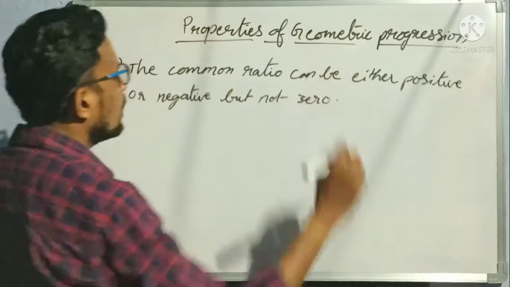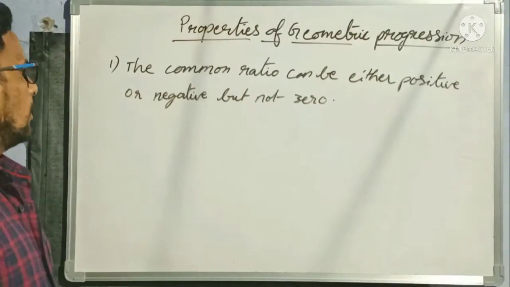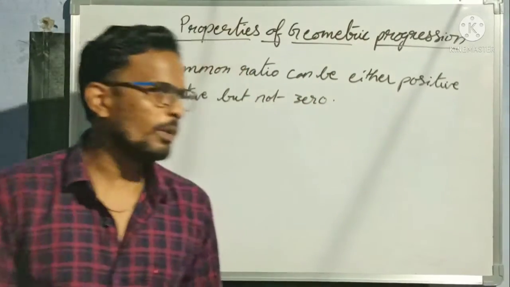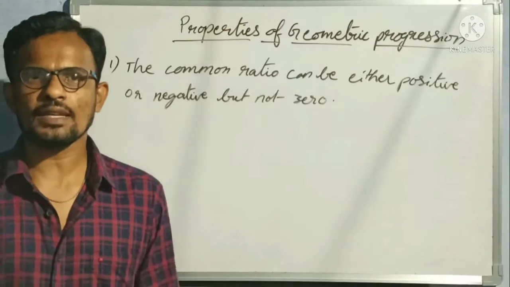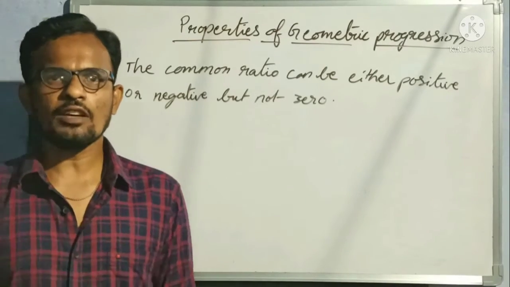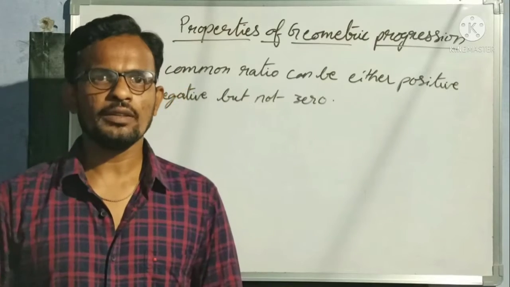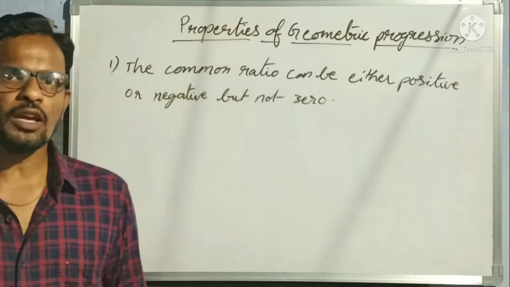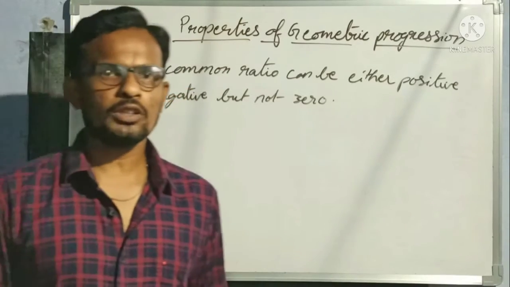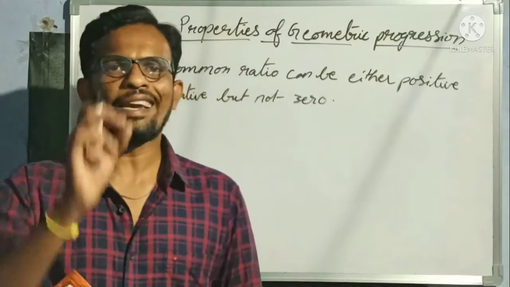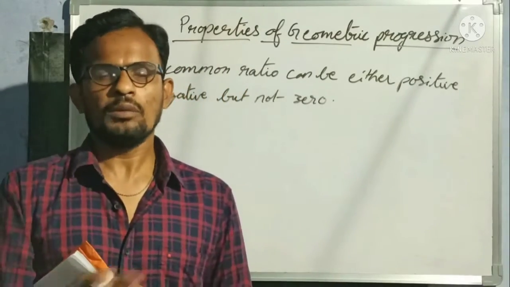Okay, it means definitely when the common ratio between the terms is the same, then only we can say that the given sequence of numbers is in geometric progression, right? So whenever we are taking geometric progression, the common ratio should be either positive or negative but not zero.